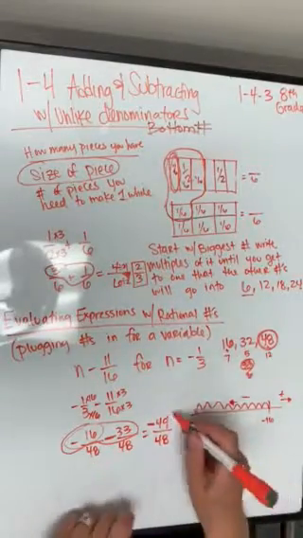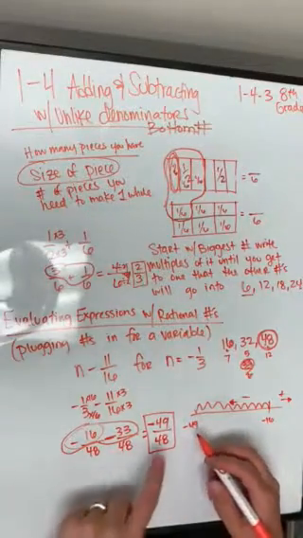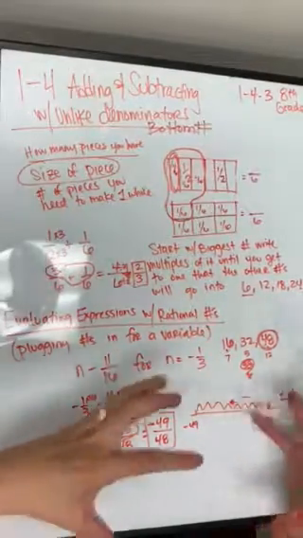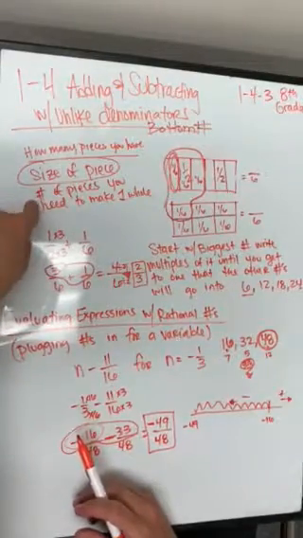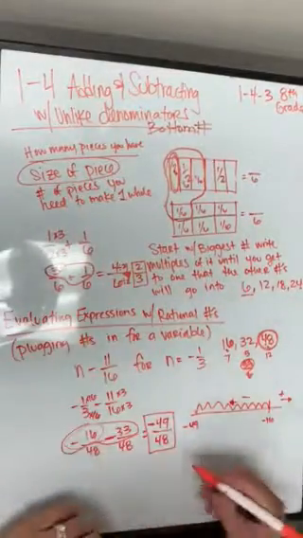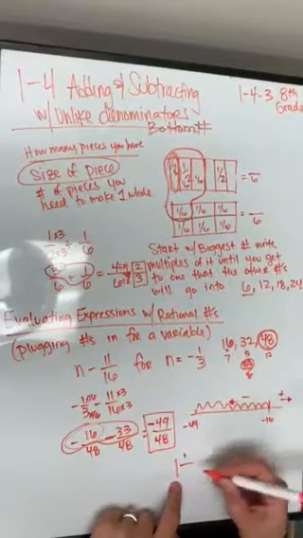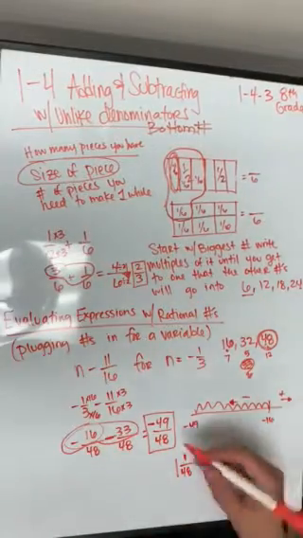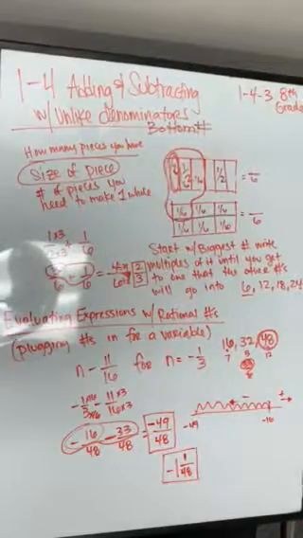Now, this is my answer. I have a negative 49 over 48. I can leave it like this. I also can see, because my top number is bigger, I can take out one whole, right? Because 48 is the number of pieces that I need to make a whole, and I have 49 of them. So if I took out 48 of those pieces, I have my one whole here, I still have one piece out of 48 to make another whole. And then my whole answer is negative, so then I would do negative 1 and 1 over 48.